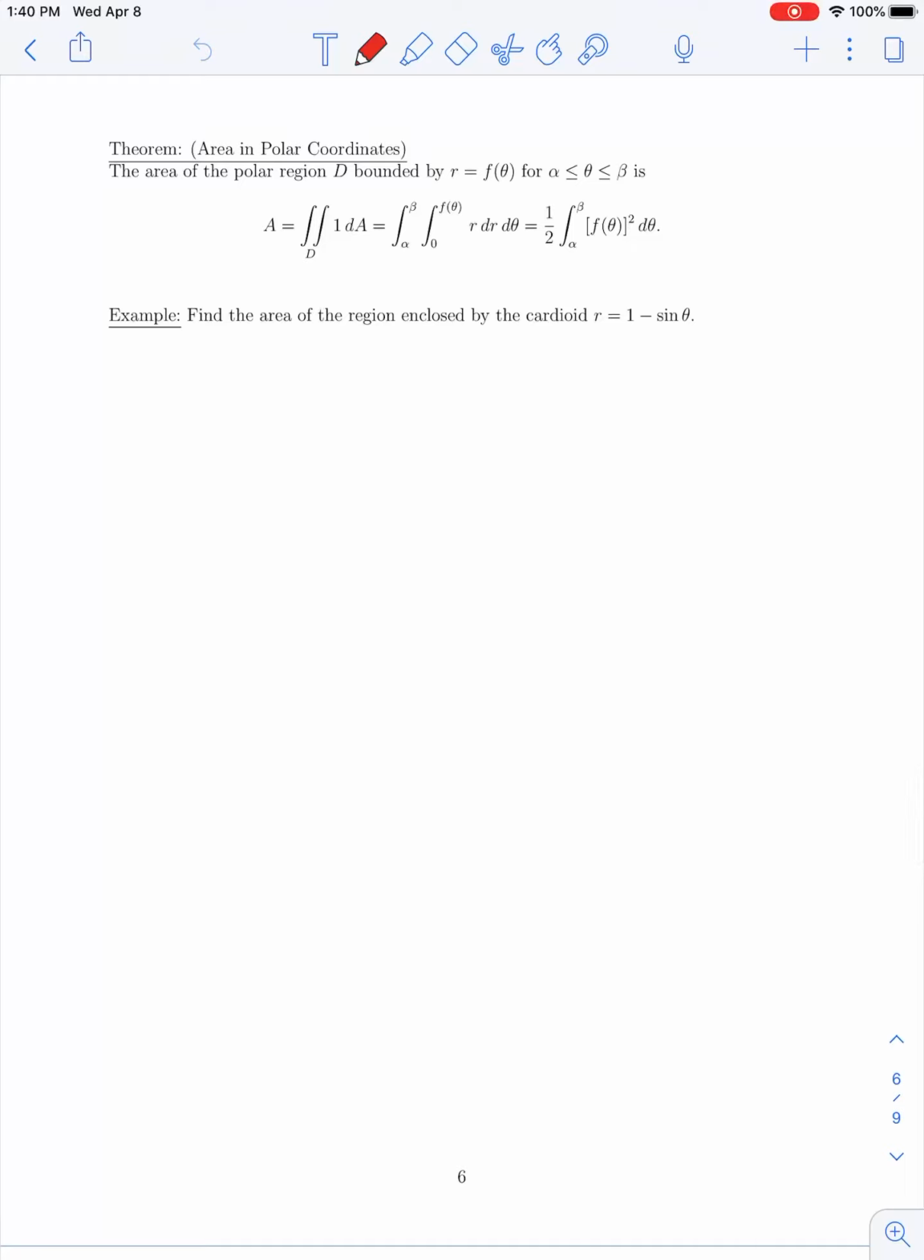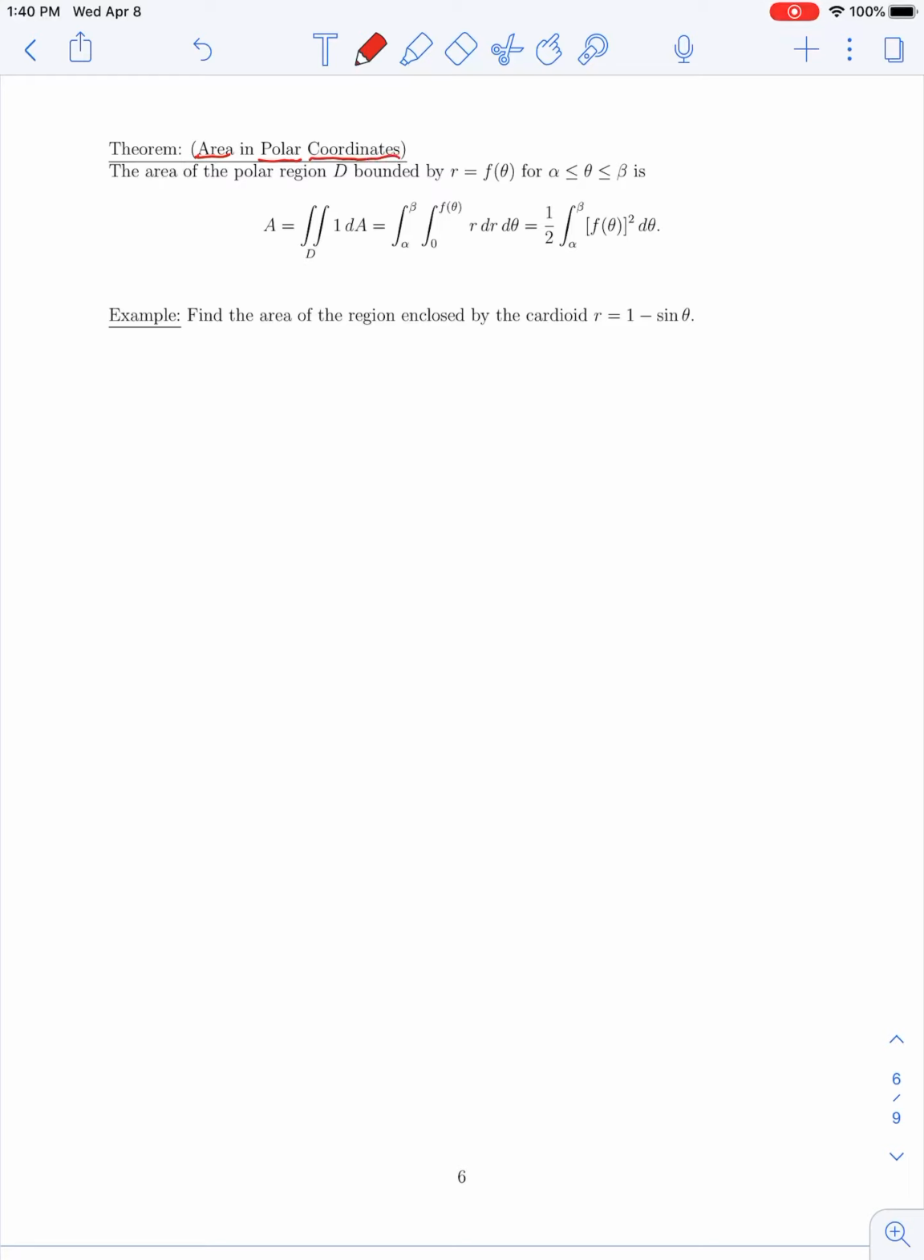Okay, in today's lecture, we're going to finish up the section 5.3 material on double integrals using polar coordinates. And in the last part of this section, we're going to talk about how we can use double integrals to find the area enclosed by some polar curve, or the area of a region maybe between two polar curves. So we have the following theorem, which tells us how to find area using polar coordinates.